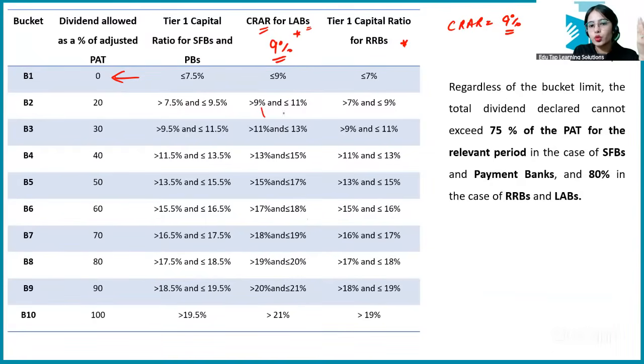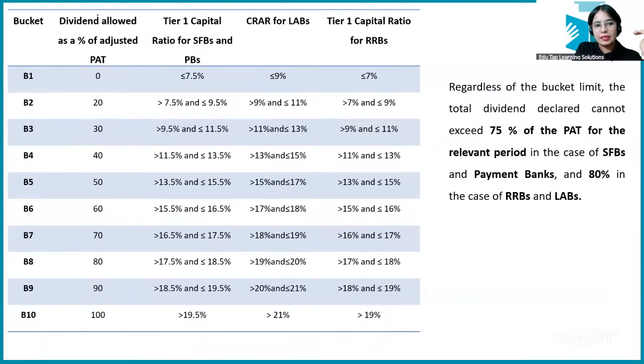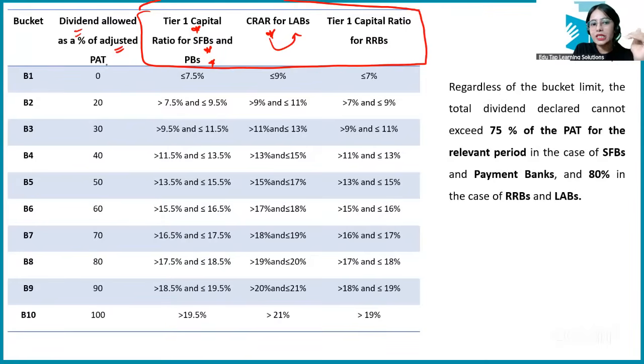And again, keep increasing 2%. The dividend payout will increase by 10%. Till bucket 5, 2% increase. After that, 1% increase. Okay. See, what is important from this whole table is on what basis the dividend payout will happen. Dividend payout will happen on the basis of the tier 1 capital for the small finance bank and payment bank, and the CRAR for the local area banks. Okay. And dividend will be allowed from the adjusted profit after tax.